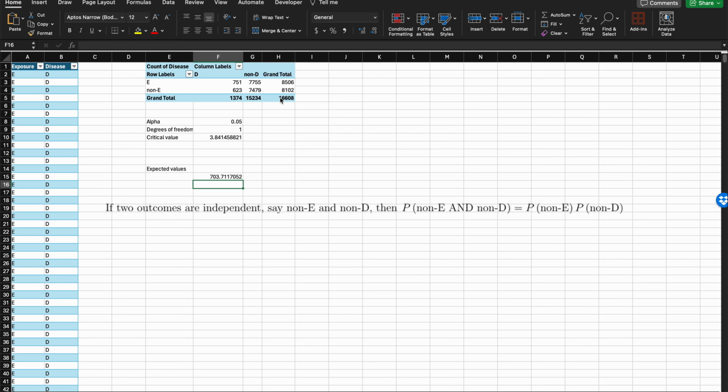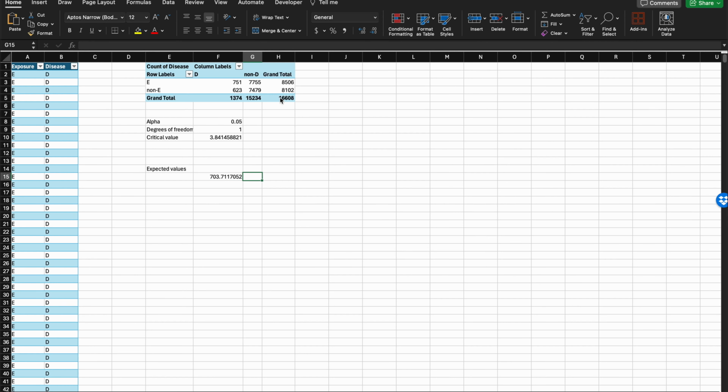Now what we do make use of here is the specific law of multiplication for probability. If those two variables are indeed independent of each other, this is what I would expect. I would expect that the probability of exposure and disease equals the probability of exposure times the probability of disease.